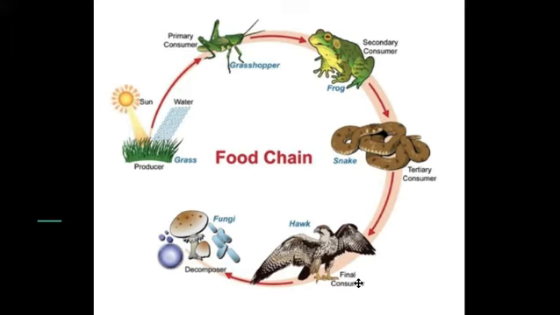It could go longer, but we're going to keep it simple for our thinking purposes because we're going to think of this hawk as the final consumer. So primary is the first, secondary is the second eater, tertiary is the third consumer or eater, and the hawk being the final, the last one to eat anything else.